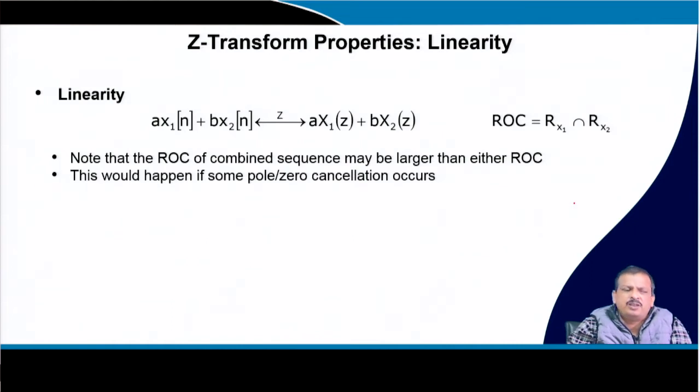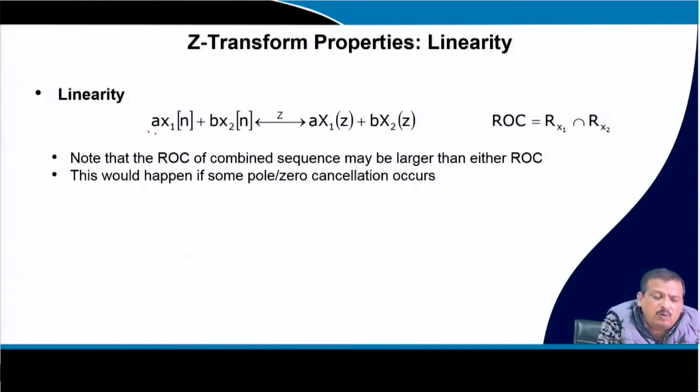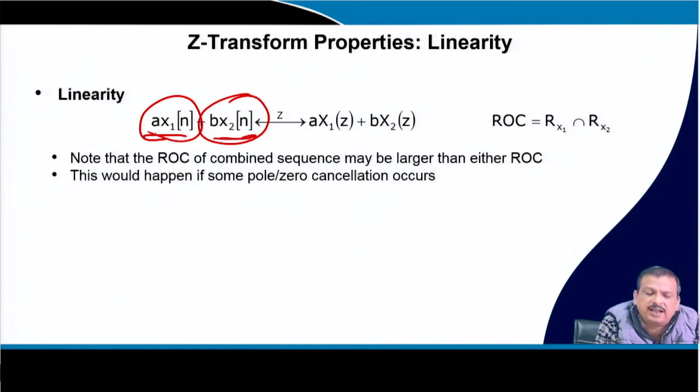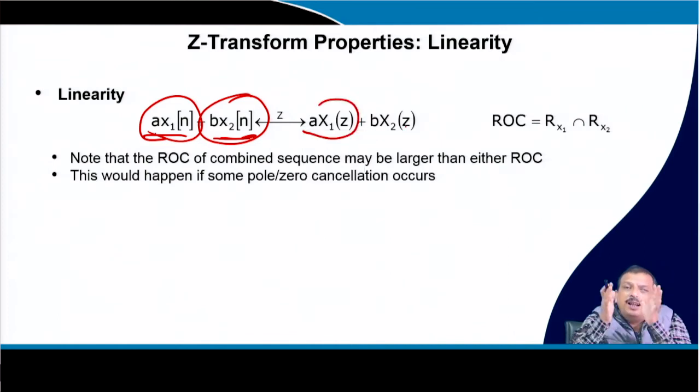Again, using the superposition principle. I can take A1 x1(n) and A2 x2(n), two different signals. If I take the Z transform, it will be A1 X1(z) plus A2 X2(z). Or if I apply it to the entire signal and then take the Z transform, the expression will be the same. So the Z transform supports the superposition principle. That's why the Z transform is linear.